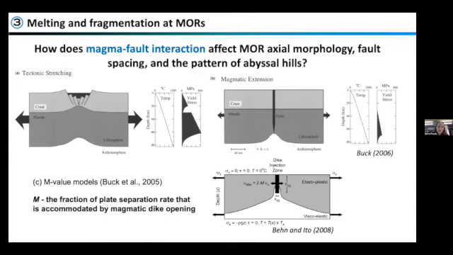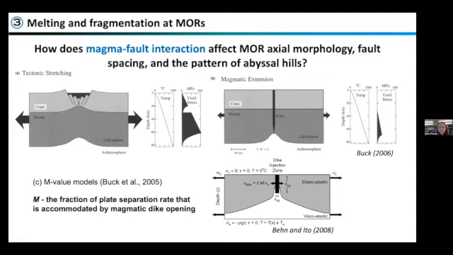So a third category of models try to meet these end-members somewhere halfway. I call them the M-value models, starting with Buck et al. and subsequent studies. The idea of this model, which is based primarily numerically, is that we have a dike injection zone which can accommodate both tectonic extension and magmatic intrusion. The important parameter in these models is M, which is the fraction of plate separation rate that is accommodated by magmatic dike opening.